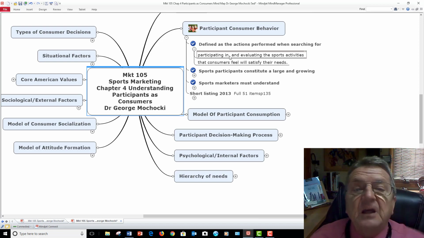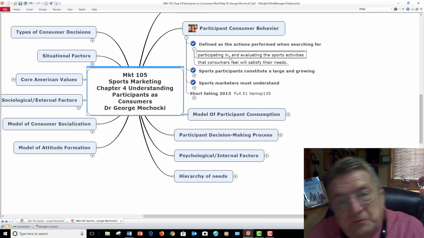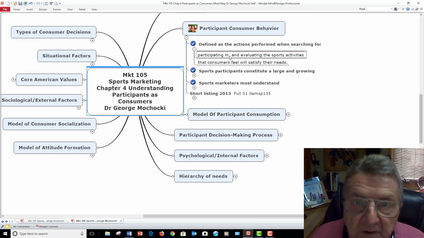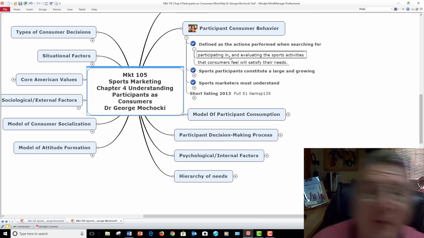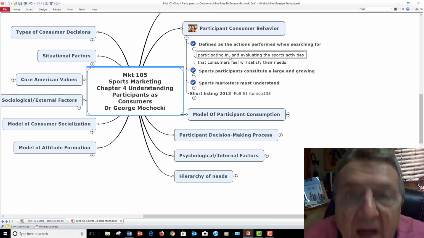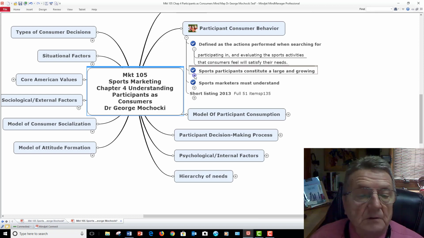Again, what's my need? It's to escape or to feel part of something, and it's relaxing. For some people, that's how they relieve their stress. You see them yelling, but that's their whole spirit, soul, and mind involved in that. Okay, sports participants constitute a large, growing number.